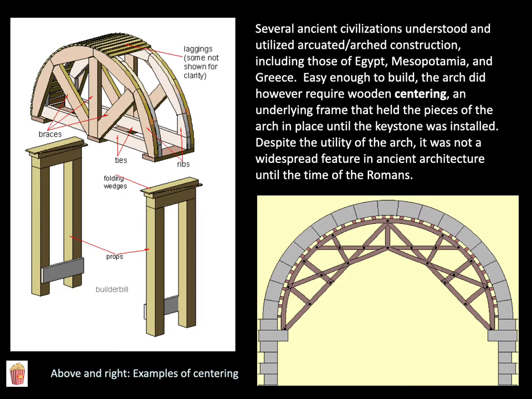Several ancient civilizations understood and utilized arched construction, including those of Egypt, Mesopotamia, and Greece. Easy enough to build, the arch did, however, require wooden centering, an underlying frame that held the pieces of the arch in place until the keystone was installed. Despite the utility of the arch, it was not a widespread feature in ancient architecture until the time of the Romans.